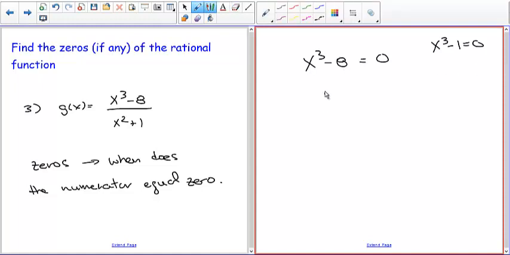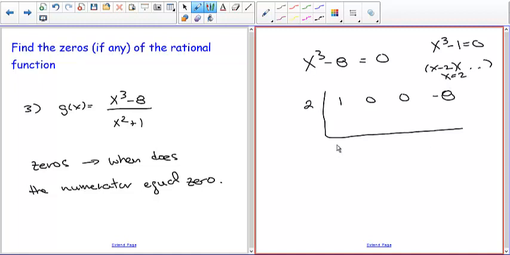Well, to see what's left over, let's use synthetic division. So you get 1, 0, 0, negative 8. And we said we think a zero is 2. So remember factors versus zeros, we had x minus 2 times something. That's what we're trying to figure out. So the zero is x equals 2. So we're going to use the zero here.